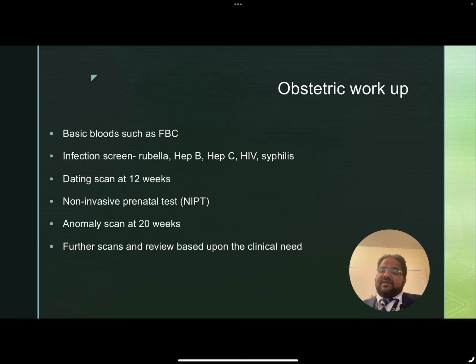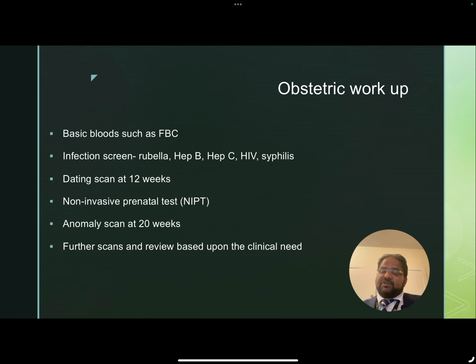You will always request some basic bloods like a full blood count, so you are aware whether the patient is anemic or not. If they're anemic, you can always start them on iron supplements, so their hemoglobin is built up by the time they're ready for delivery. You'll also do infection screens such as rubella, Hep B, Hep C, HIV, and syphilis.